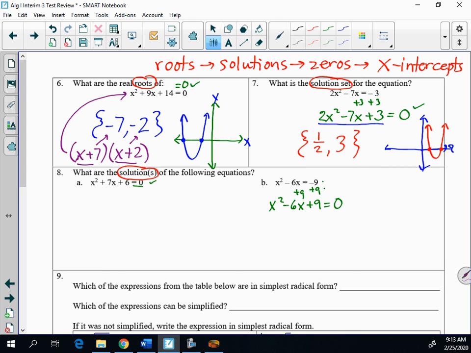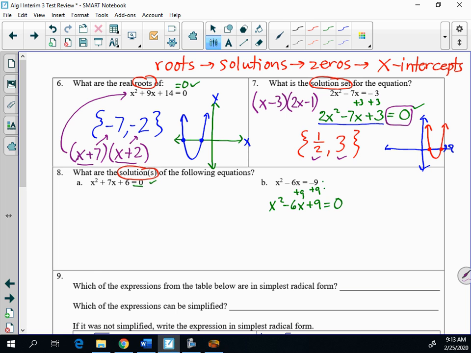Same with number 7. If you had factored it, you would have ended up with x minus 3, which would have given you the positive 3 as a solution when you set it equal to 0. And then you would also have your 2x minus 1. And when you set that equal to 0, that would give you the positive 1/2. Okay, but the quick way really is to make sure it equals 0 and then graph it.